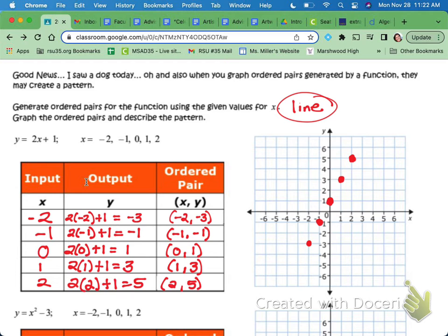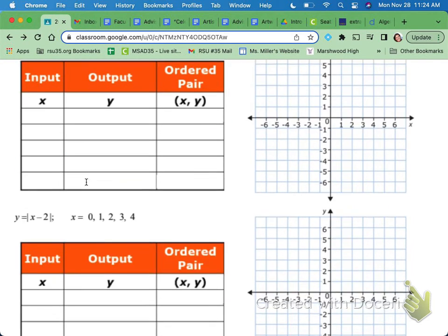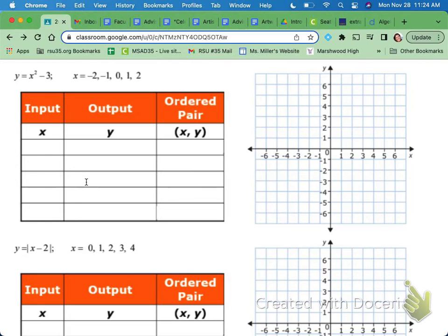All right, let's go to number 2. Same thing, different rule. So we're using -2, -1, 0, 1, 2. Let's go ahead and put in our inputs and get our outputs. Ooh, squaring something. How do we square something? What's -2 squared? It's +4. 4 - 3 would be 1. So -2, 1.